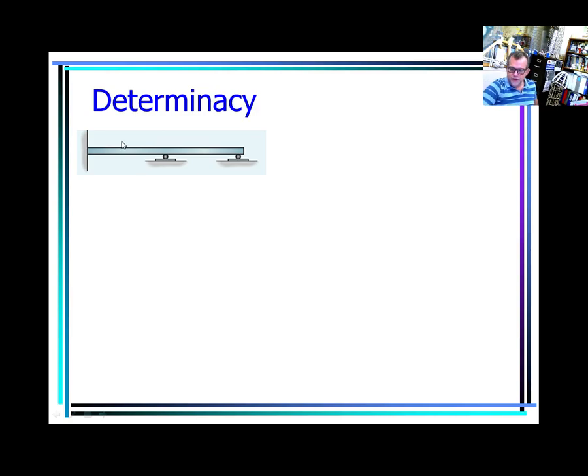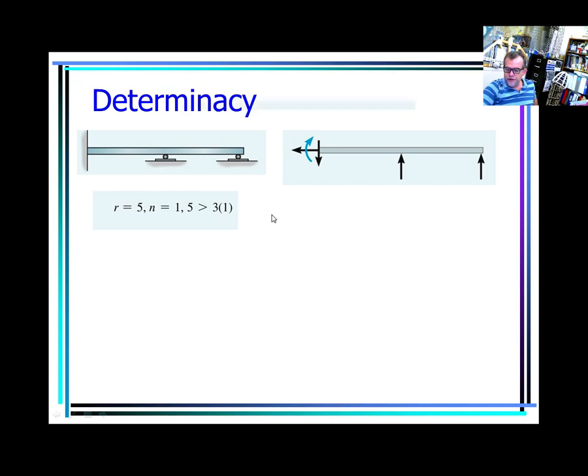What about this one? So you have 3 reactions, 4, 5 reactions, 1 body, meaning 5 is bigger than 3 times 1. 5 minus 3, 2, statically indeterminate of second degree.